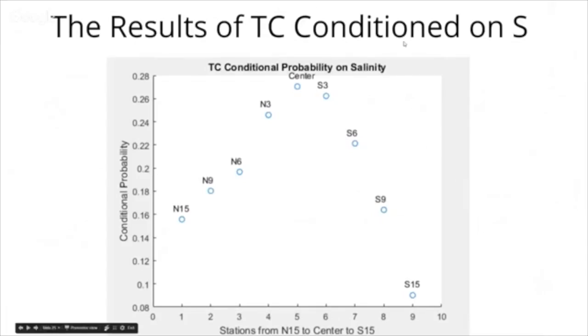The result of the TC conditioned on salinity. We can see that in this, there is an obvious linear increase and then a linear decrease in probability. And it ranges from around 1% to 28%. This is a high range, but since it's increasing towards the center and decreasing towards the sides, this could mean that there is something happening in the Santa Ana River that affects the salinity, which incurs a higher chance of having a higher TC value.